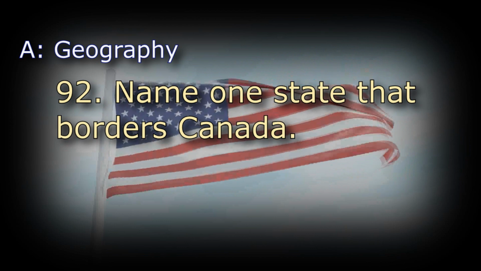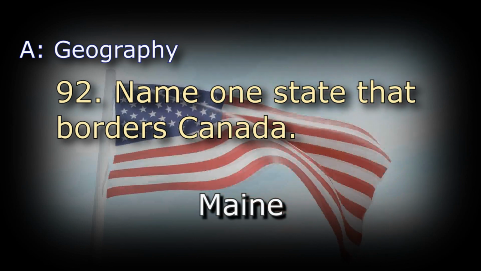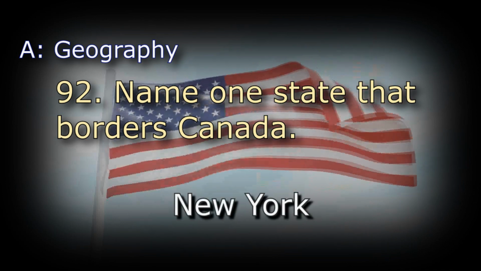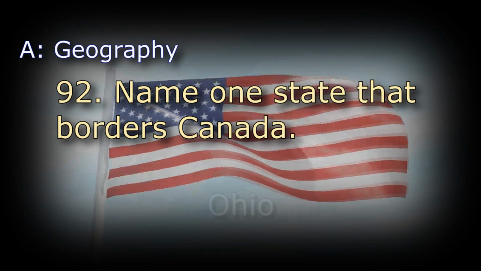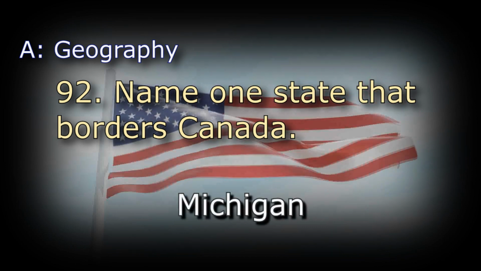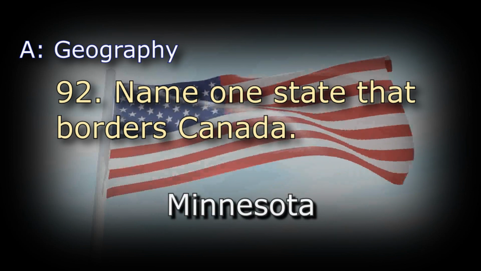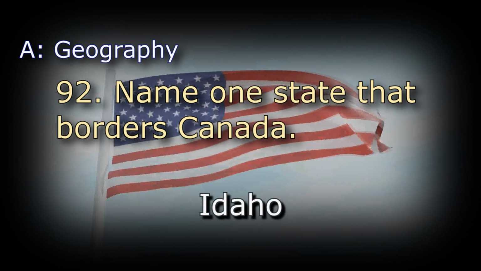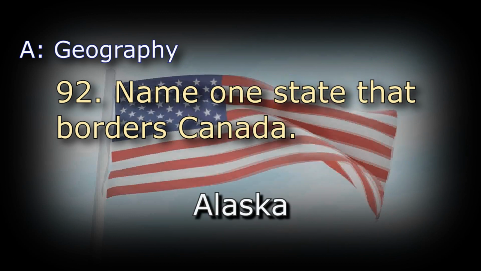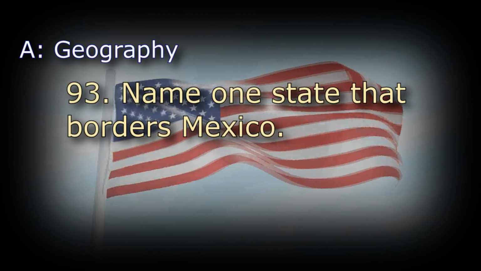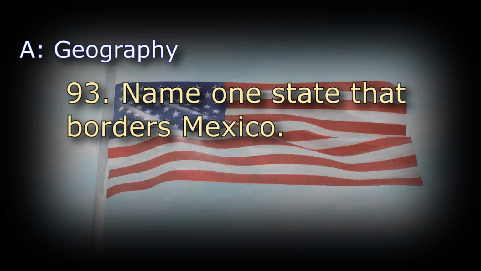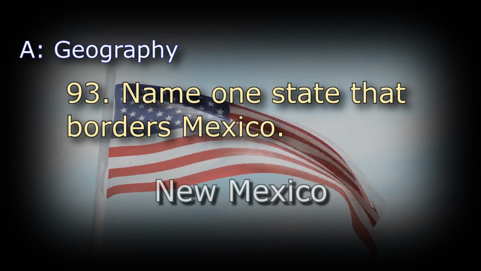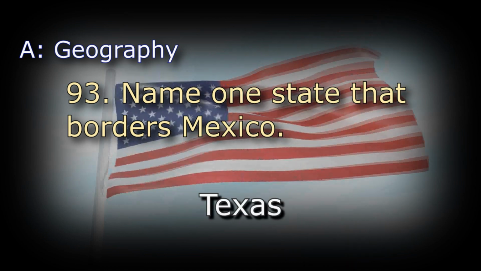92. Name one state that borders Canada. Maine, New Hampshire, Vermont, New York, Pennsylvania, Ohio, Michigan, Minnesota, North Dakota, Montana, Idaho, Washington, Alaska. 93. Name one state that borders Mexico. California, Arizona, New Mexico, Texas.